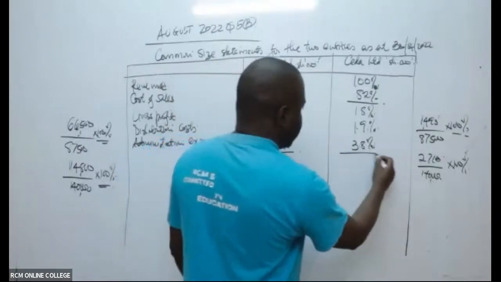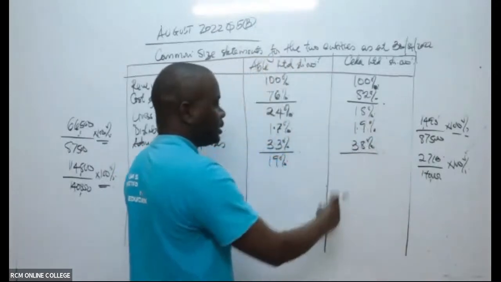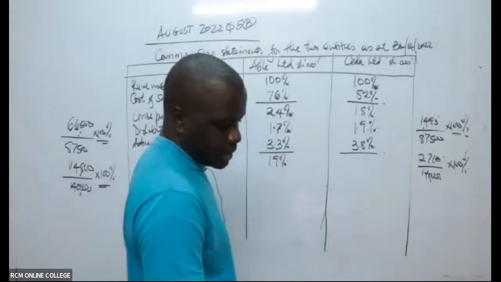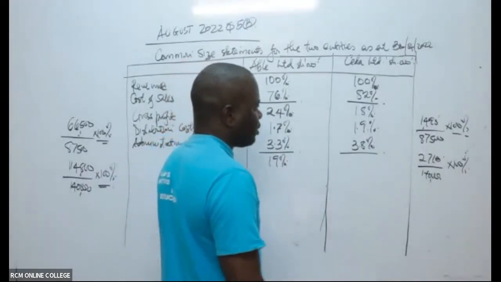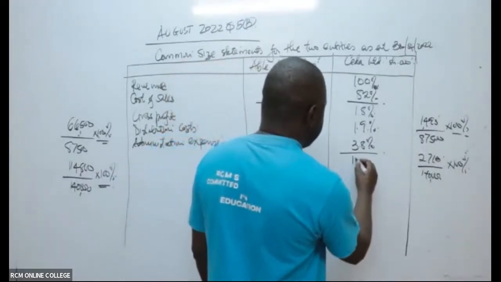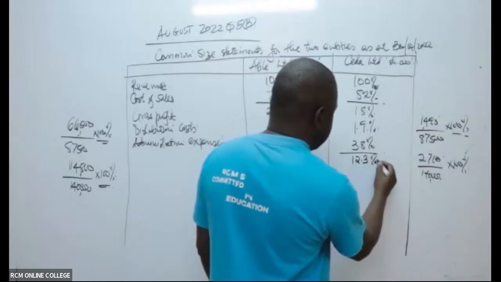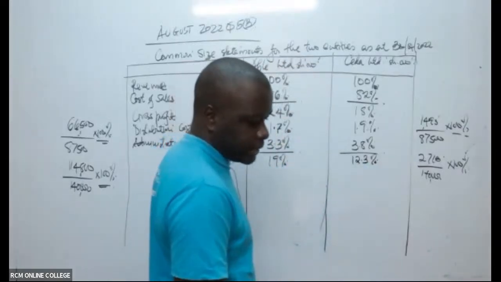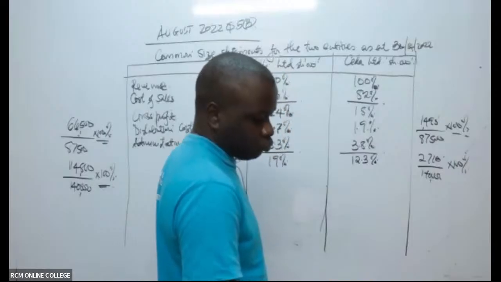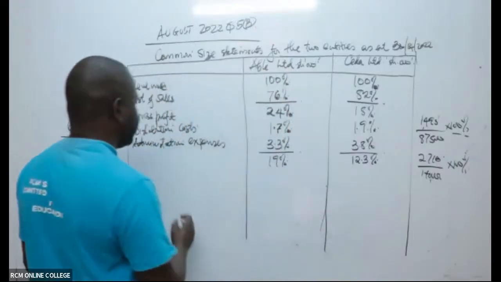19%. When you get the difference here, remember you are lessing. You'll get 12.3. Should be 12.3. I think 12.3%. Then the next item in line is the operating profit.